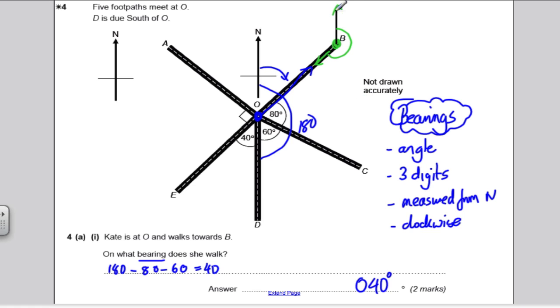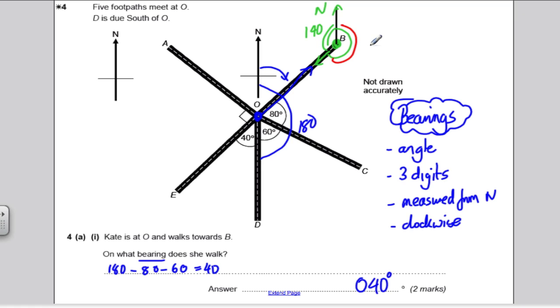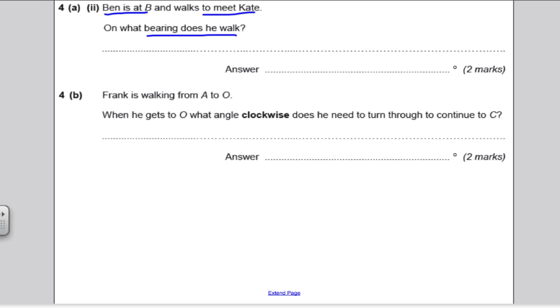Now, because that's a north line and it's parallel to that north line, we know that these two angles here must add up to 180. So if this one we said is 40, this one must be 140. And therefore the leftover one around the outside here must be 360, take away 140, which would be 220 degrees. So the bearing for Ben, therefore, is 220 degrees. That's already given for us in 3 digits.